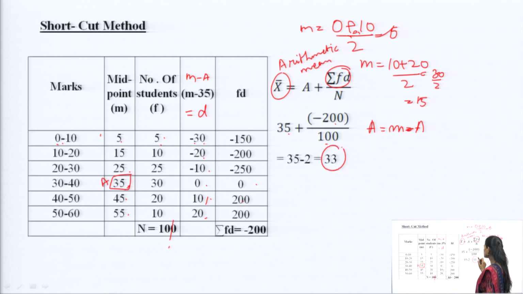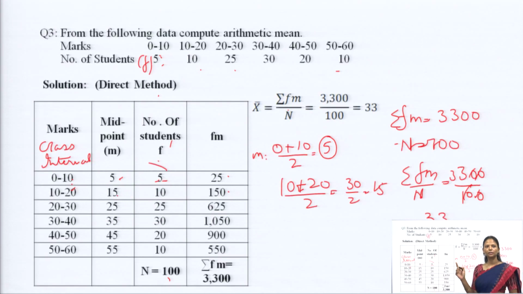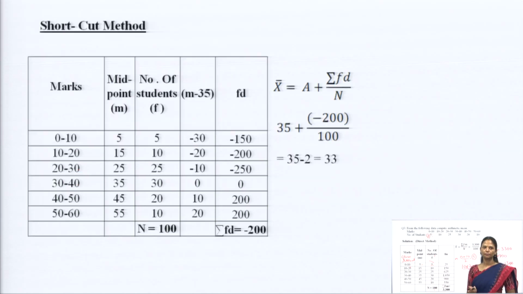So, here also the arithmetic mean becomes 33. In the earlier question we also got 33, and here also we have got 33. So, this shows that if the same question is solved by two different methods, the answer remains the same.